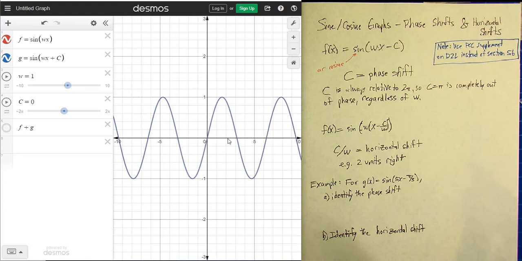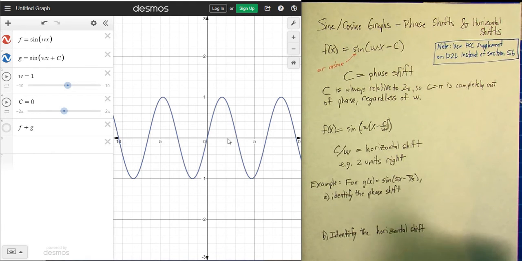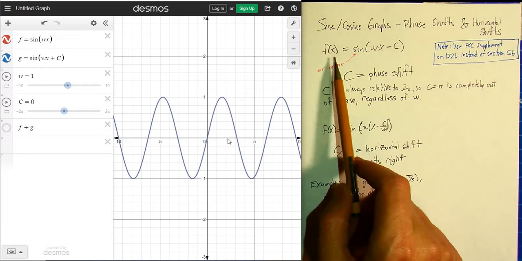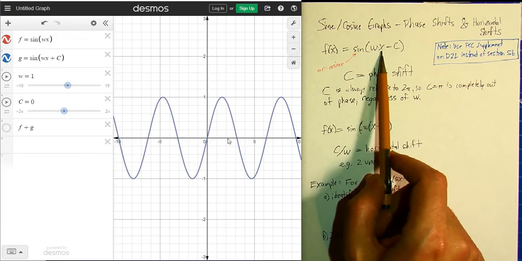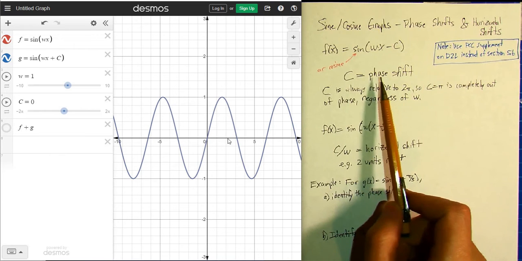Probably the most difficult of these four topics, the stretches, compressions, and different shifts, is the concept of phase shift and horizontal shift, and how they interplay with what we change the period of the function to be. So the way this is usually written is f of x equals sine of omega x minus capital C. It could easily be cosine as well, where capital C is called the phase shift.